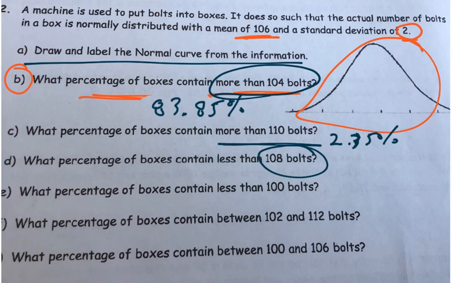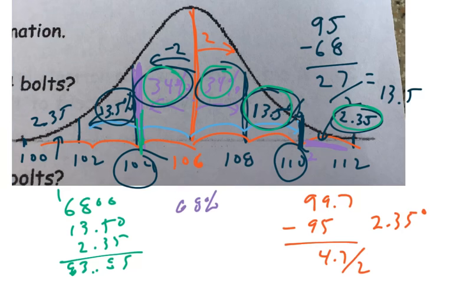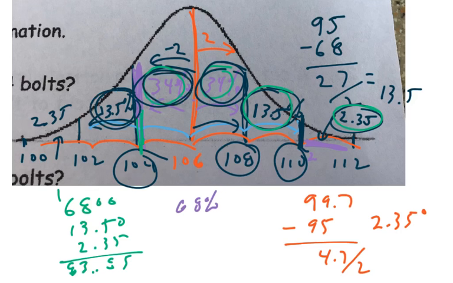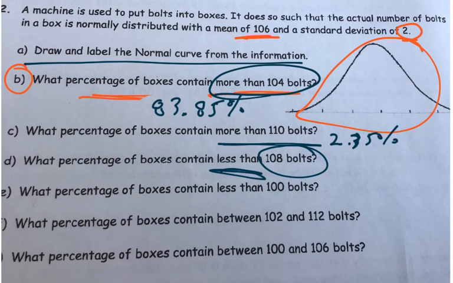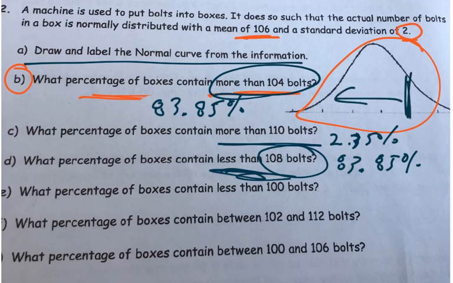Let's do 108. Now this time they're doing less than 108. Now let's be clever about this one. Isn't 108 one above? So we're going to add 34, 13.5, 2.35. So unless I made a mistake with my math earlier, this is going to have the same percent value as question B. We're just going in the opposite direction. Again, less means this value right here and below, right? We already totaled it up to be 83.85%.